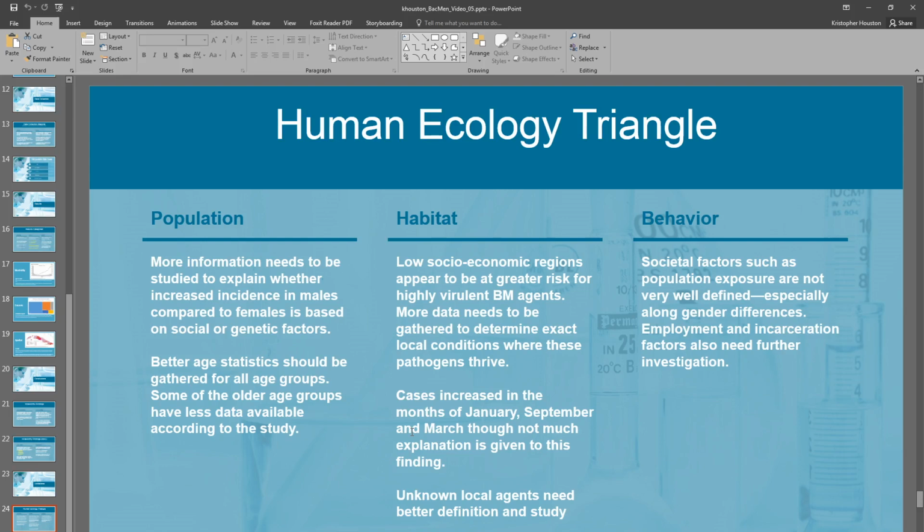And the employment. It was noted that housewives and those that are unemployed, as well as those that are incarcerated, are much more likely to die from bacterial meningitis than those who are not. And I think this needs to be broken down and further investigated as well to determine what other possible social aspects may be the cause.